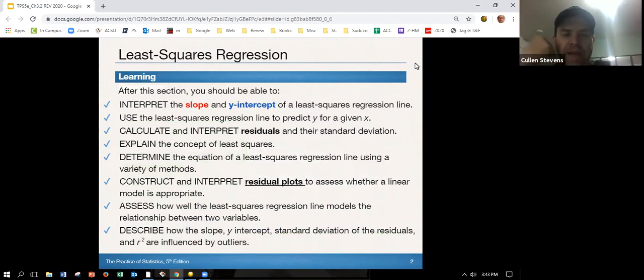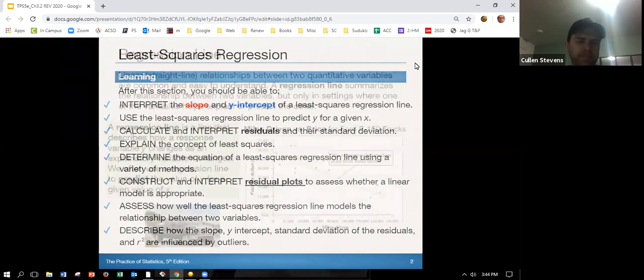After this entire section, you want to be able to interpret the slope and y-intercept of the least squares regression line, use the least squares regression line to predict y for a given x, calculate and interpret residuals and their standard deviation, explain the concepts of least squares, determine the equation of the least squares regression line using a variety of methods, construct and interpret residual plots to assess whether a linear model is appropriate, and assess how well the least squares regression line models a relationship between two variables. We'll also describe how slope, the y-intercept, the standard deviation of the residuals, and r squared are influenced by outliers.